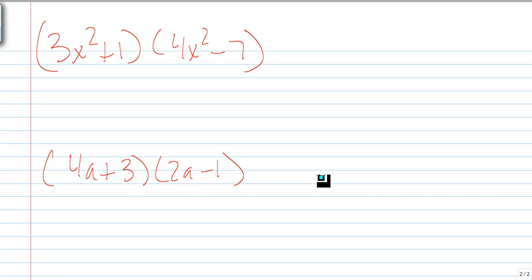Okay, so now let's FOIL this one. Let's look at our first terms. Our first terms is going to be our 3x squared times our 4x squared. So that's going to be 12x to the fourth. Remember, when you multiply, you add your exponents together. Now let's look at our outside terms. Your outside terms is going to be 3x squared and negative 7. 3x squared times negative 7 is negative 21x squared.